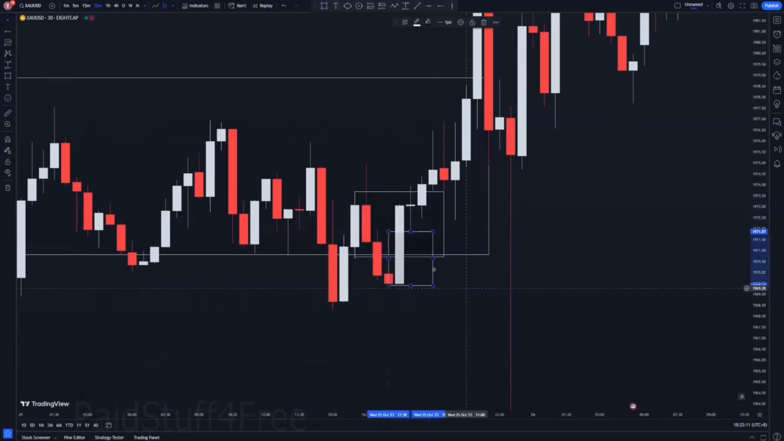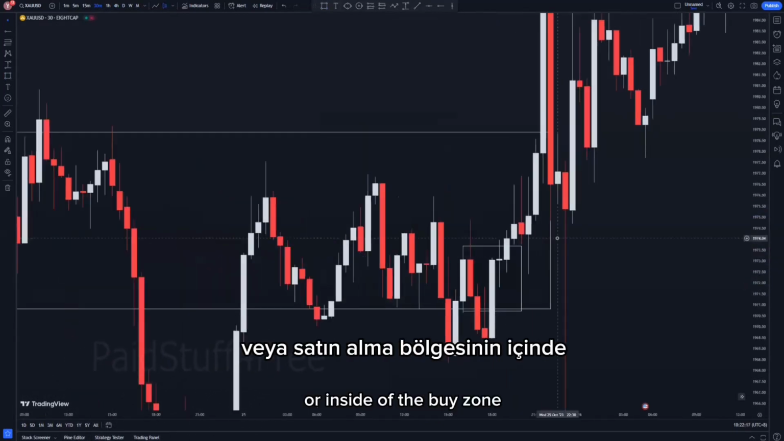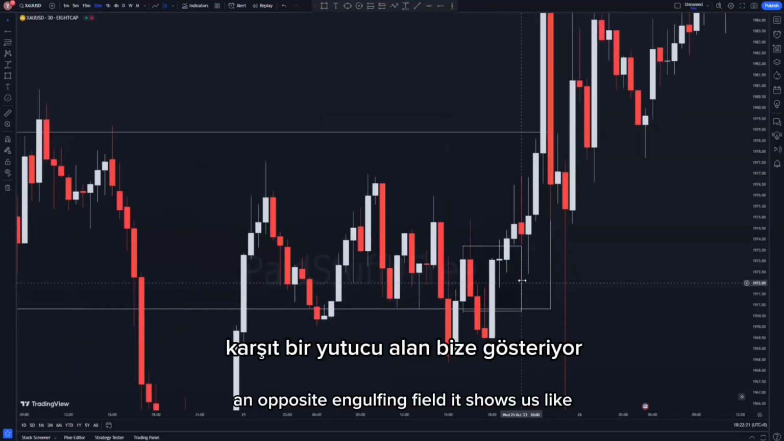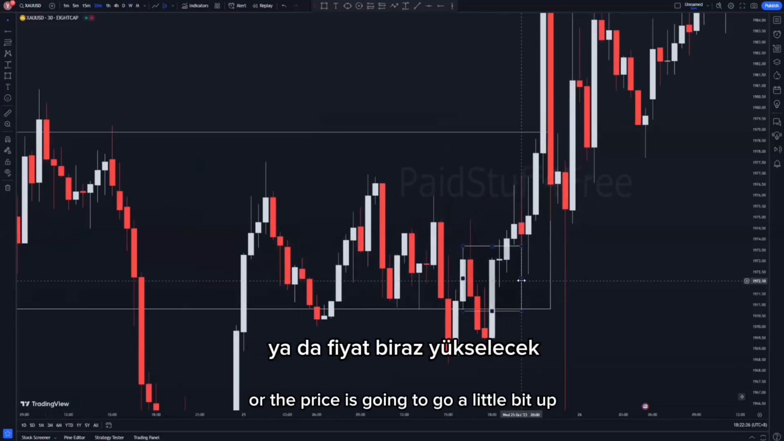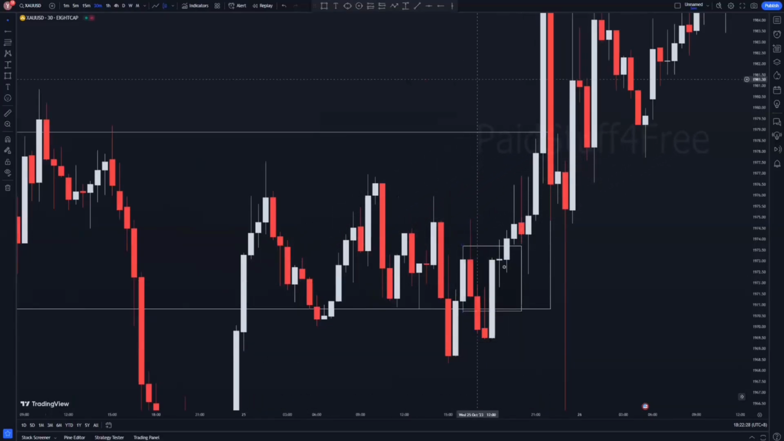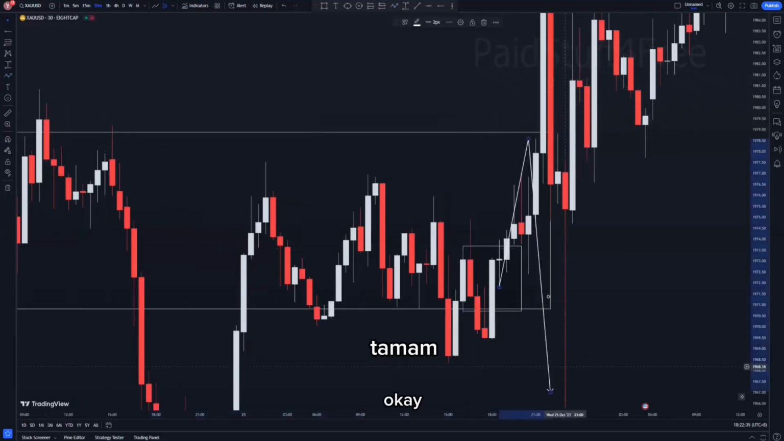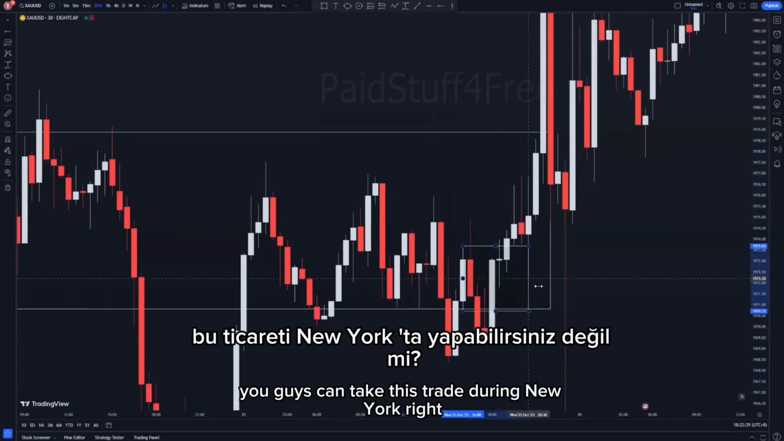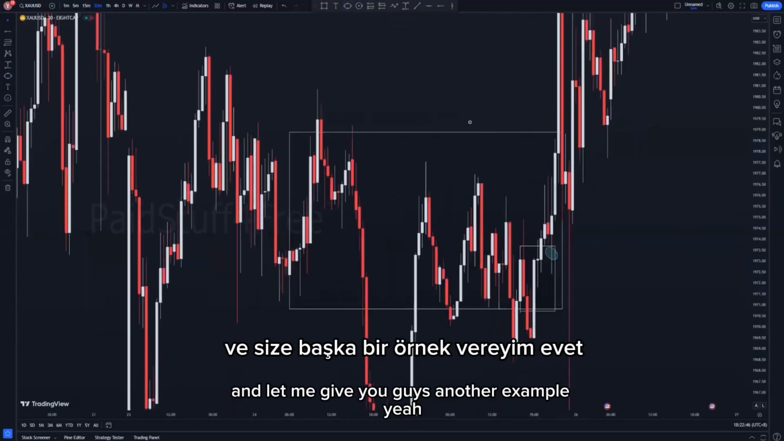Whenever, inside of a sell zone or a buy zone, the price creates an opposite engulfing fill, it shows us the price is going to break the zone, or the price is going to go a little bit up to look for the first entry zone and then go down like this. Boom. Another example. Last night you guys could take this trade during New York, somewhere over here.